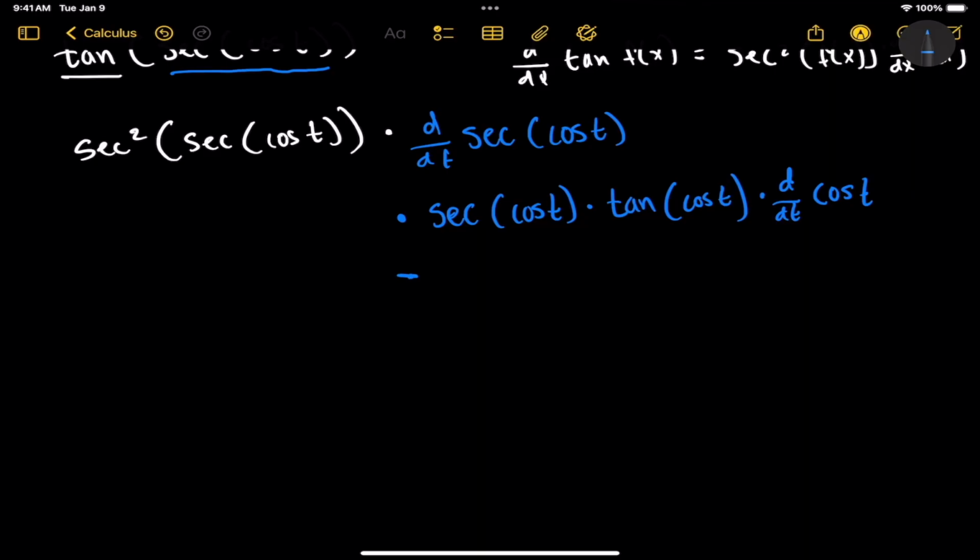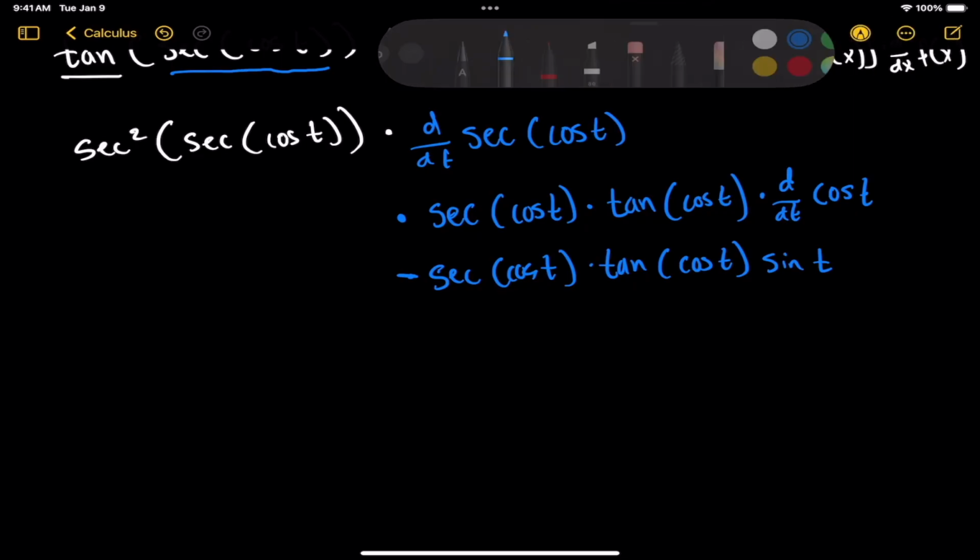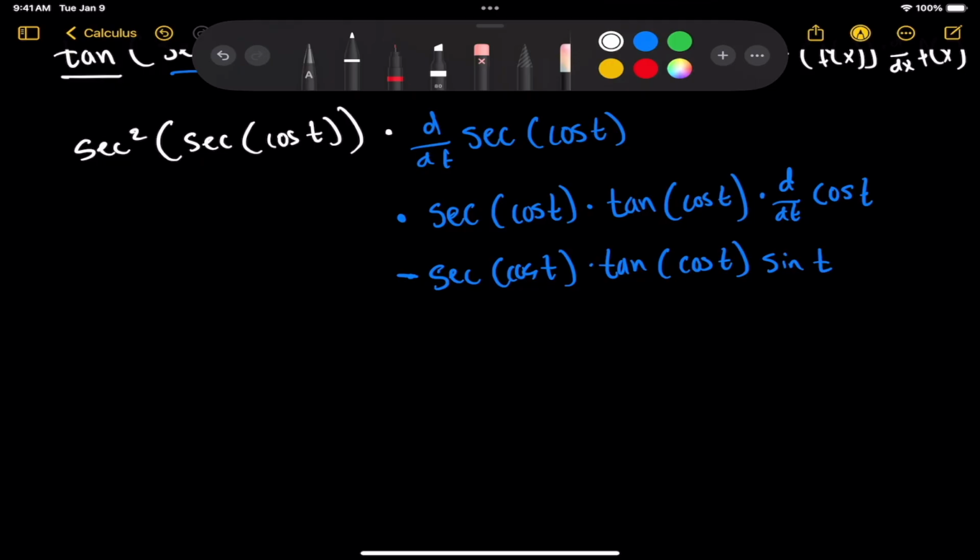So we'll put the negative on the outside here, and we'll put the multiplication afterwards. So secant cosine t times tan cosine t, and then sine t. And then we can rewrite the whole thing as, let's write this in white. The whole thing would be, of course, we're multiplying by negative, so we could just put the negative on the outside. Secant squared, secant cosine t, and then the two closed parentheses for that one.